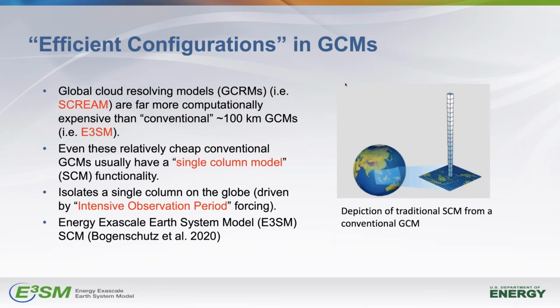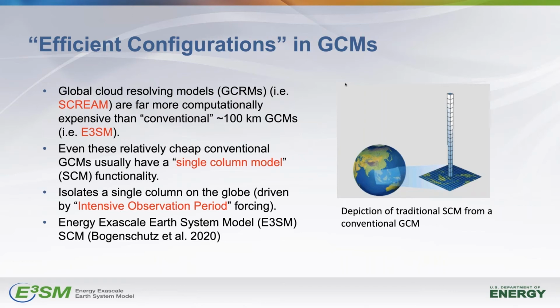That's very exciting, but of course you pay for what you get. Global cloud resolving models such as SCREAM are far more computationally expensive than conventional GCMs, such as E3SM. And even these relatively cheap GCMs have an even more efficient configuration, which is known as a single column model, or SCM. As depicted by this image, SCM isolates a single column of the globe and serves as a good test of the model's column physics.